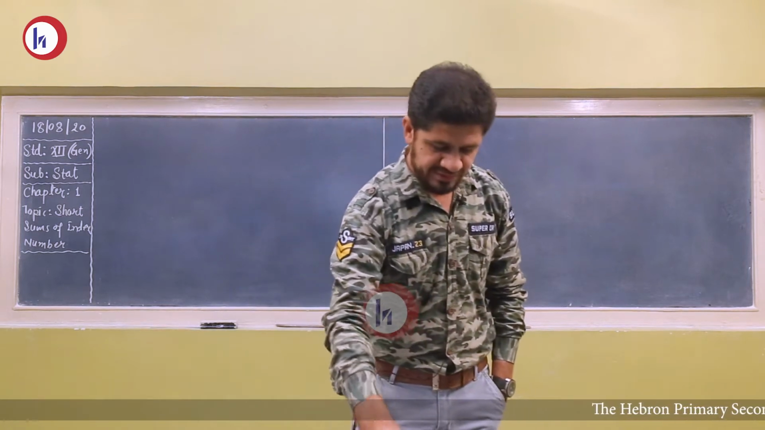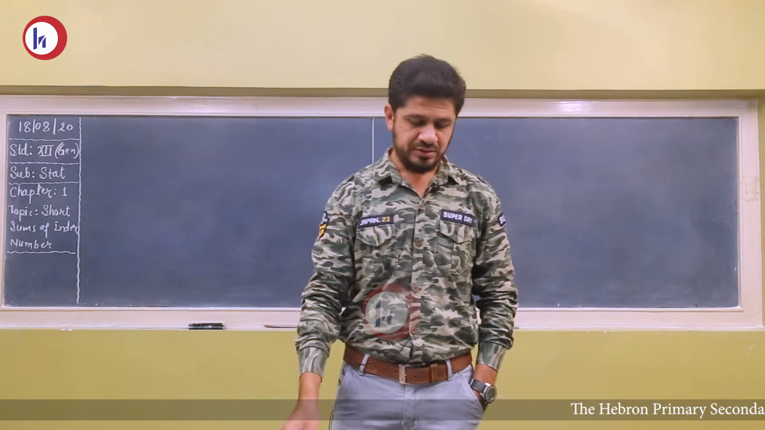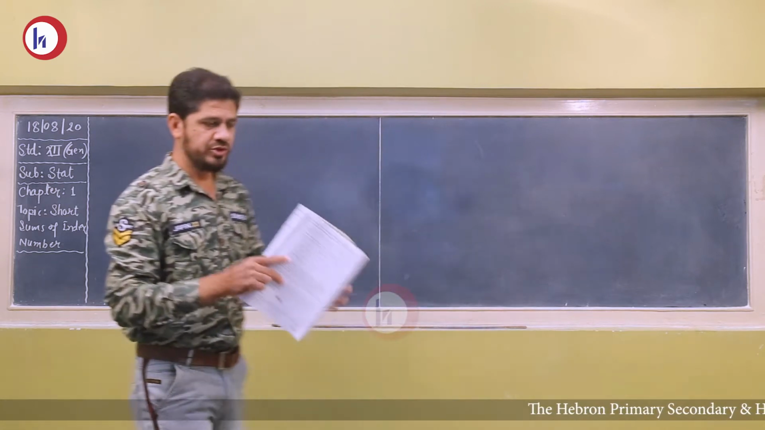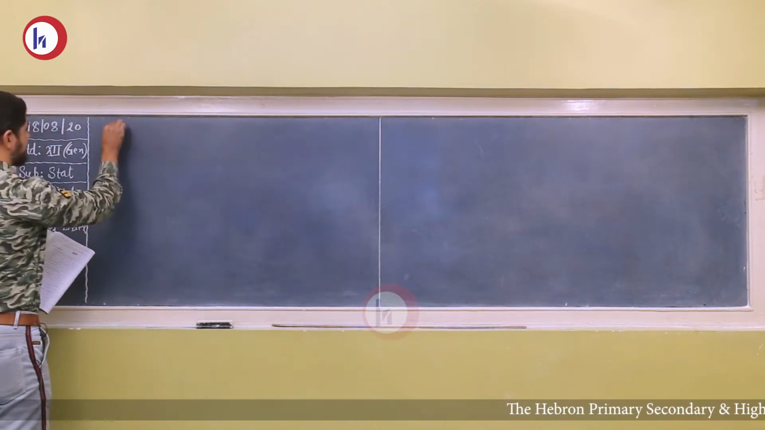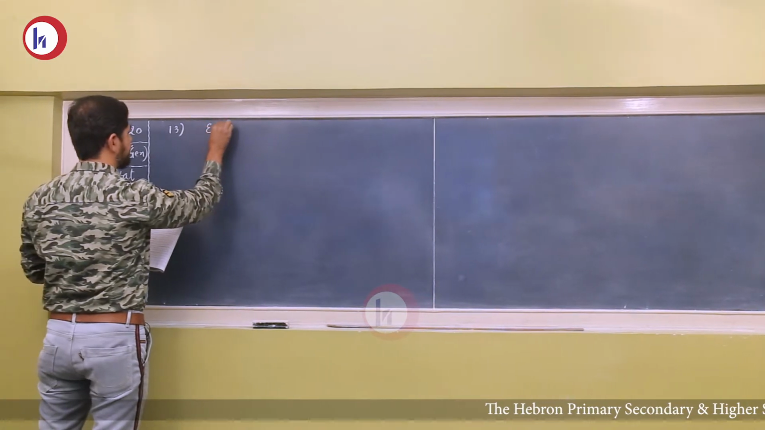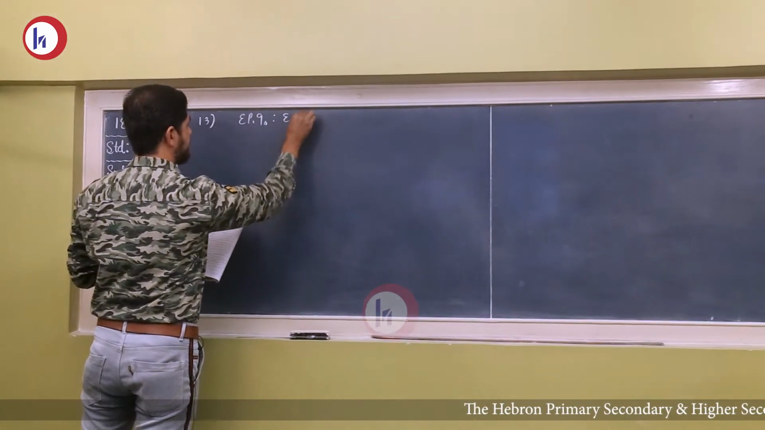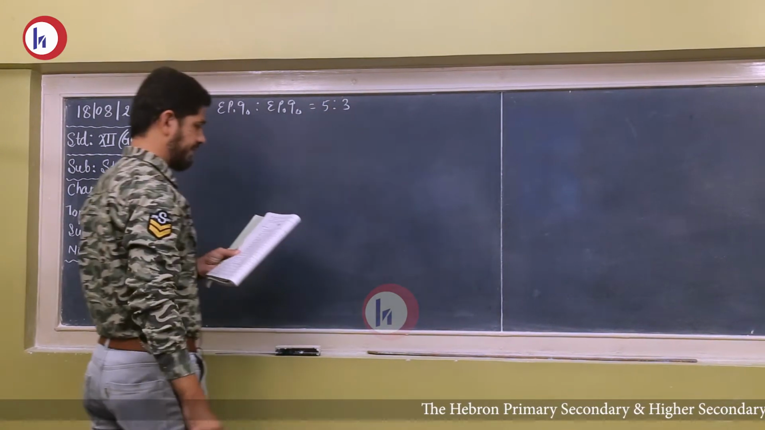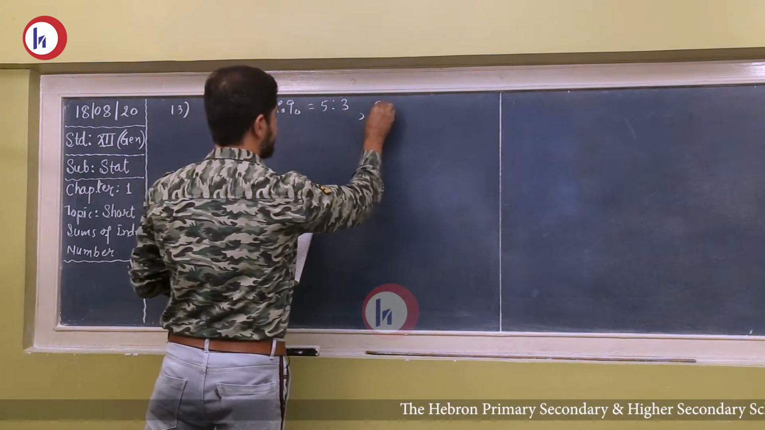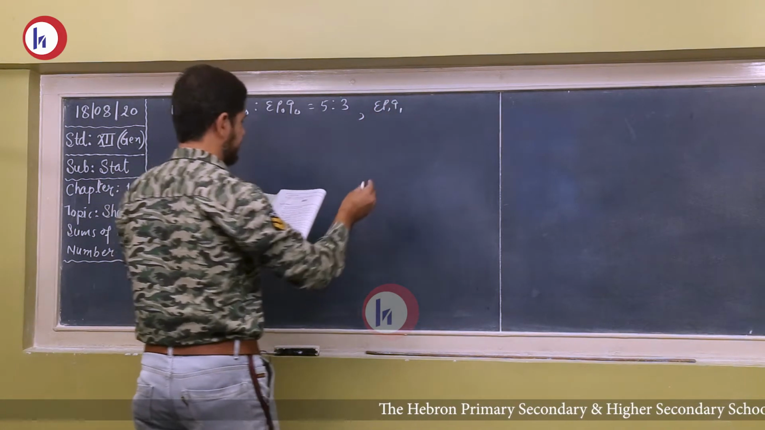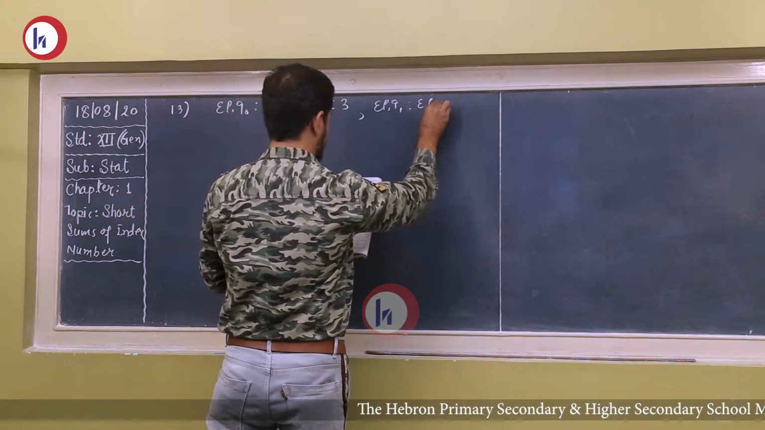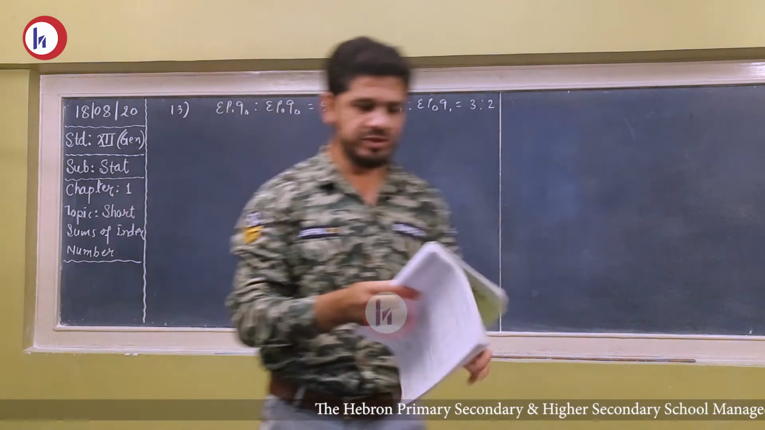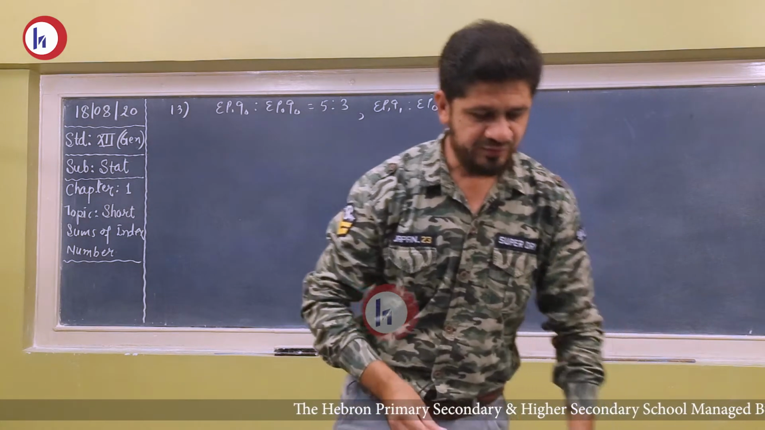If sigma P1Q0 to sigma P0Q0 is equal to 5 to 3, and sigma P1Q1 to sigma P0Q1 is equal to 3 to 2, compute the Laspeyres, Paasche's and Fisher's index numbers.